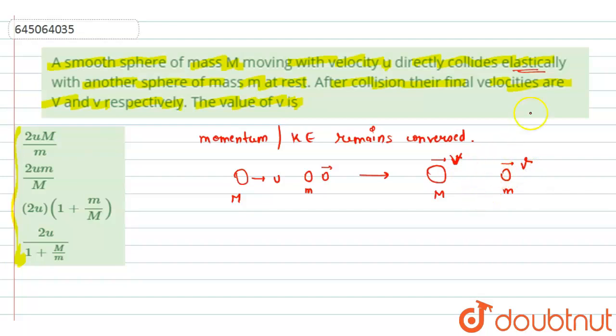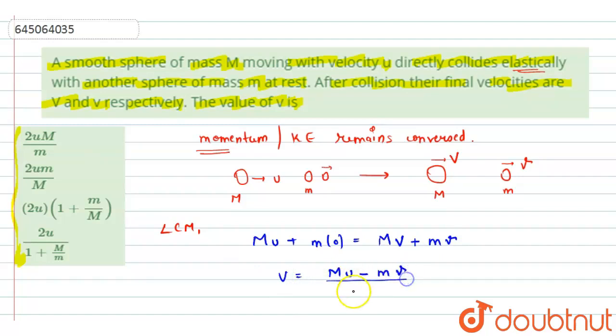Let me write this clearly. We have here V for the mass M. Now, first of all, we can apply the law of conservation of momentum here. So the initial momentum was M into u plus m into 0, and this must equal M into V plus m into v. So from here I can write the value of V as (Mu minus mv) divided by M. Let this be equation number 1.